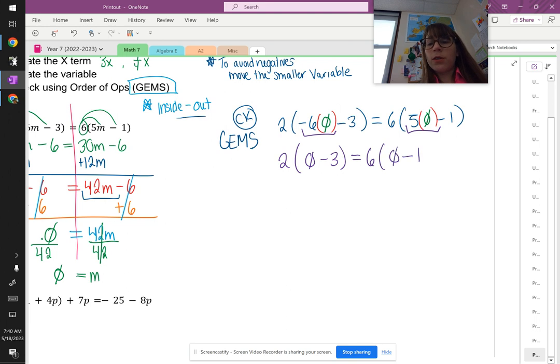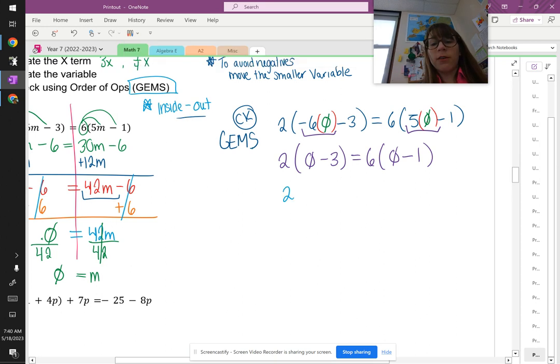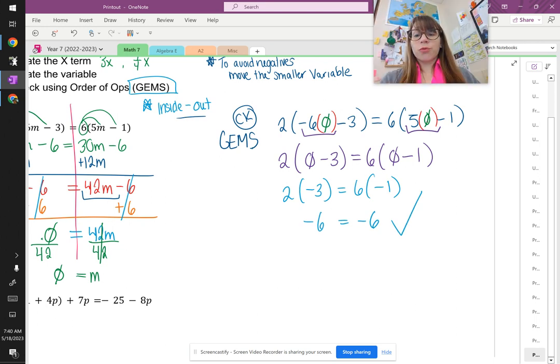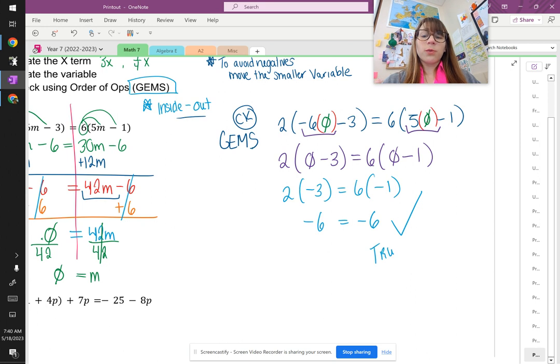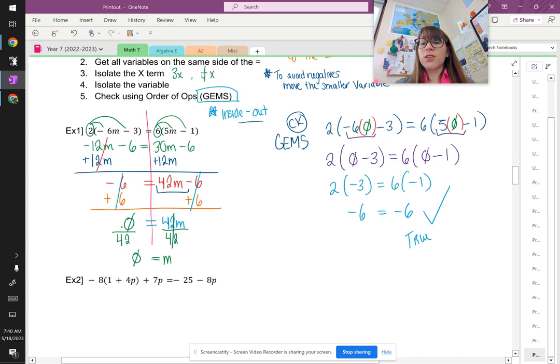0 minus 1, boom. It is going to be essential that you show a few steps in between to get full credit. 0 minus 3 is negative 3. 0 minus 1 is negative 1. 2 times negative 3 is negative 6. Negative 6 times 1 is negative 1. Boom. That's a true statement. Negative 6 is equal to negative 6. Therefore, our solution of m equals 0 is correct. Unless, of course, we made a mistake in our check somewhere.